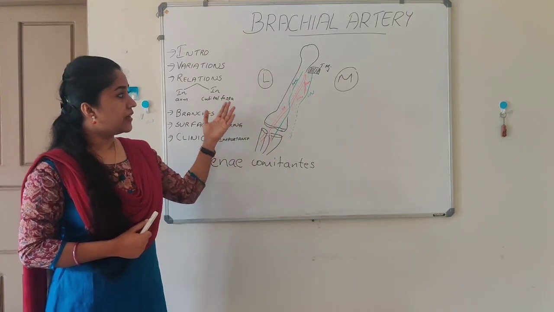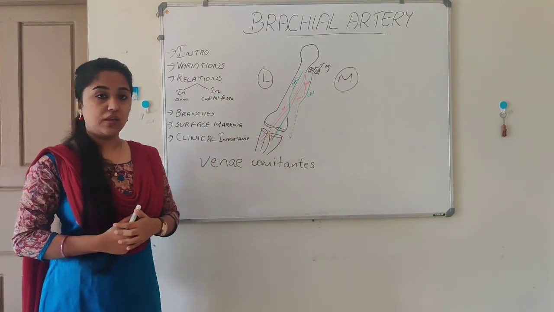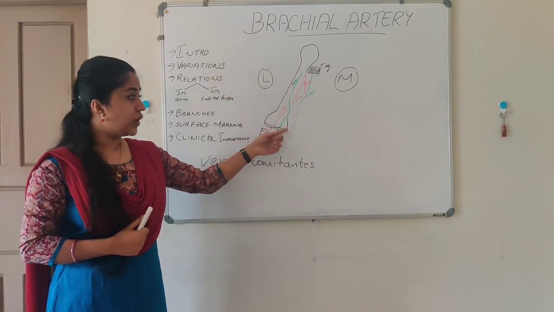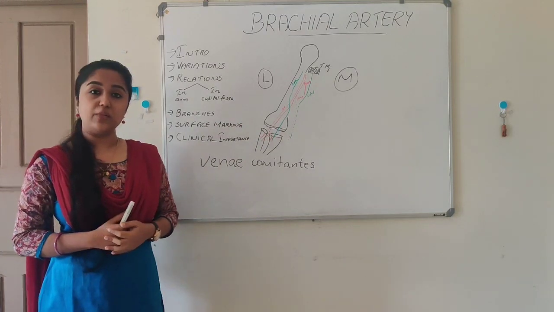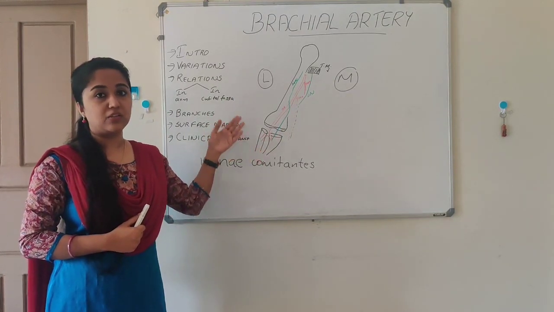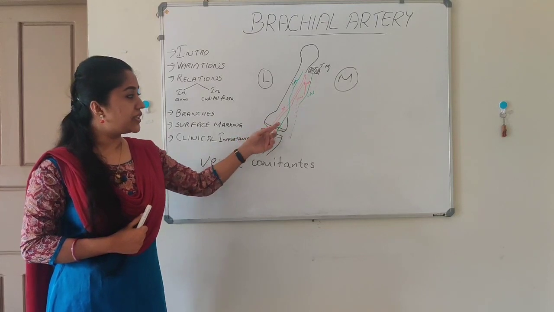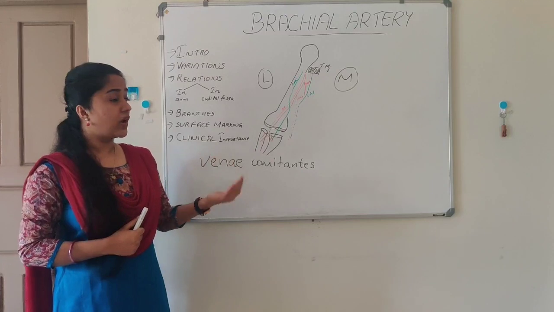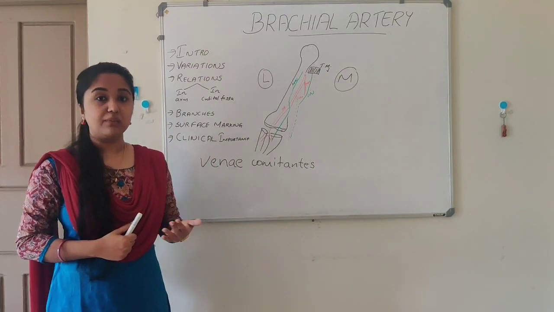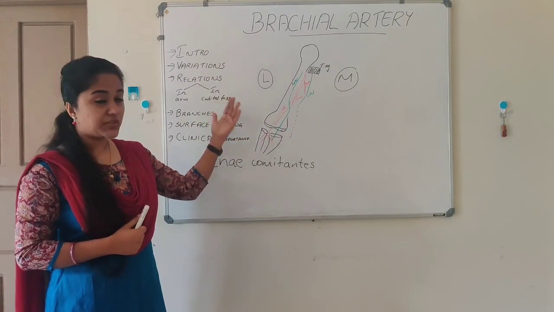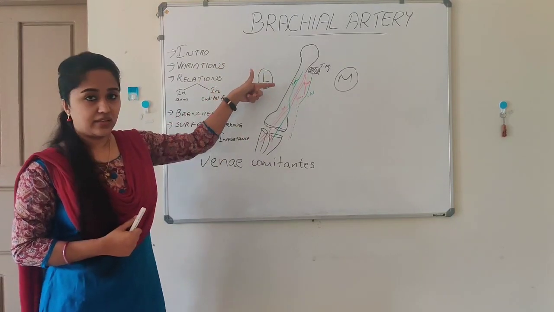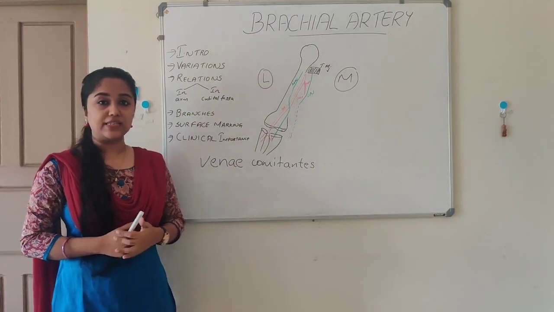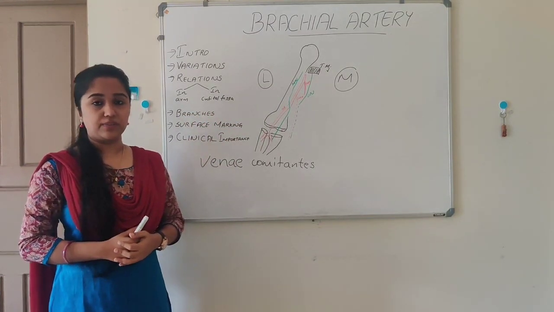Now you can see here, medially it is related to the ulnar nerve in the upper part, whereas in the lower part it is related to the median nerve because the median nerve crosses it from lateral to medial side. So in the distal region it is related to the median nerve. And also the basilic vein is related medially. Whereas laterally, in the upper part the median nerve is related, whereas in the lower part the tendon of biceps brachii is related to the brachial artery.